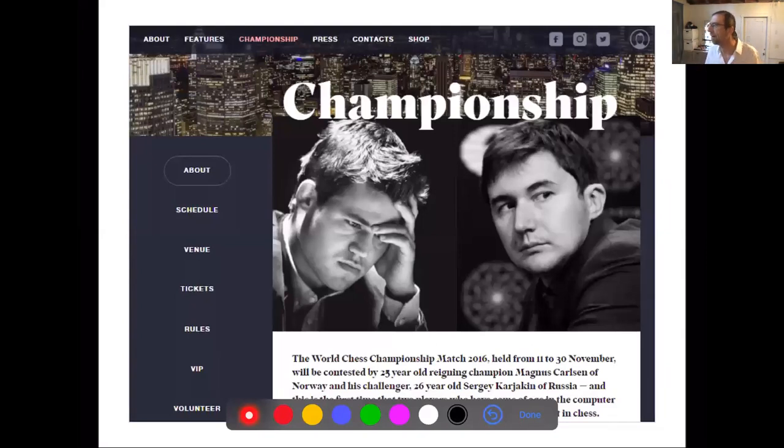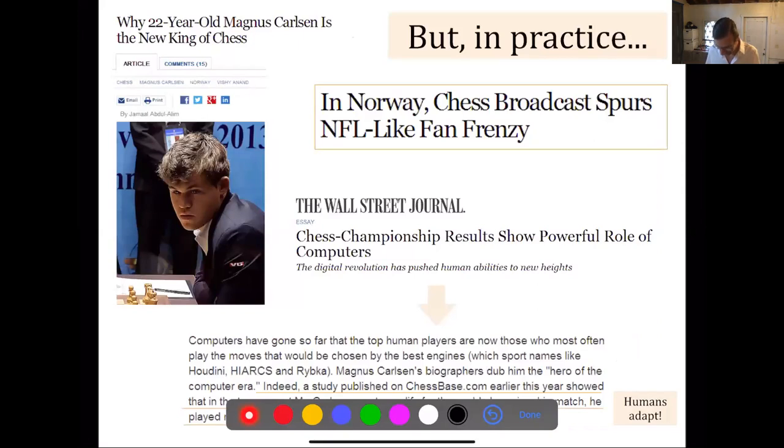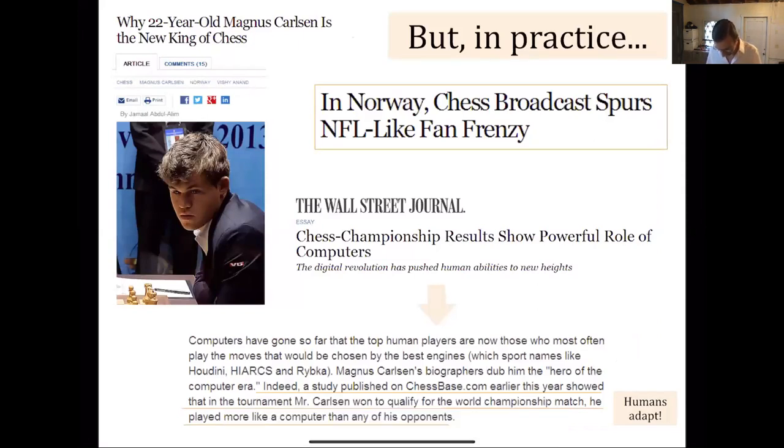This is an article about the World Chess Championship in 2016, between these two relatively young champions, a 23-year-old against a 26-year-old. I think the 23-year-old ended up winning, Magnus Carlsen. And there was an article here about Magnus Carlsen. And on the bottom, you see it says, he's known as the hero of the computer era.